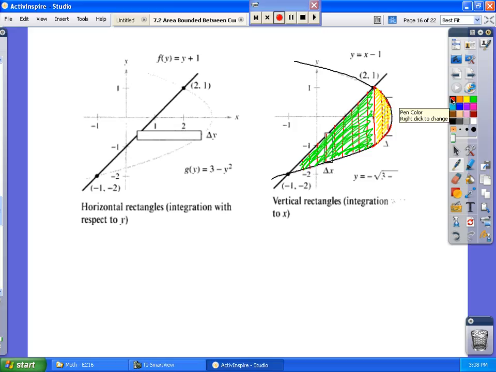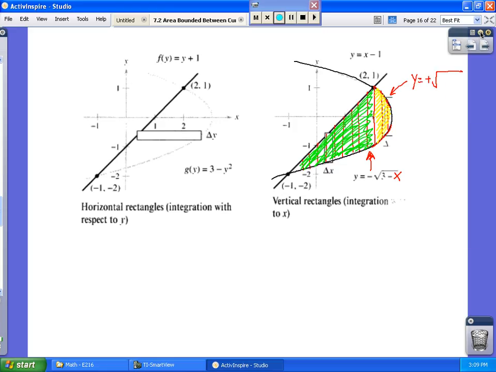This bottom half is the negative square root of that function, and the top is the positive square root of the function, 3 minus x, and you're causing yourself to have a total of 3 functions you're looking at. Now, I can show you this one really quickly.